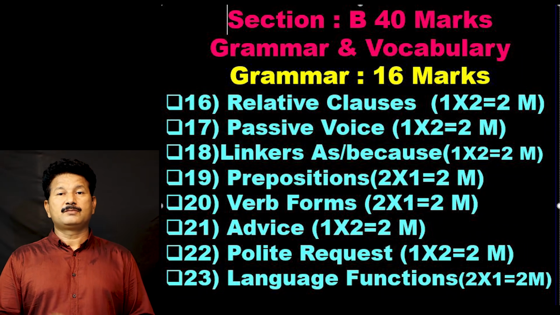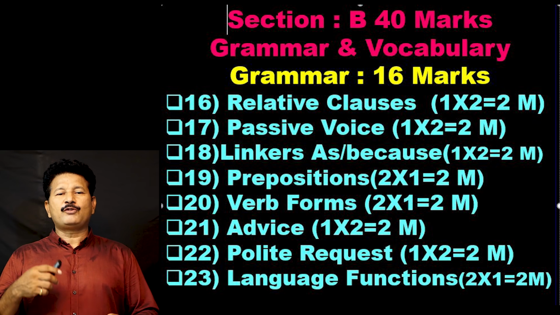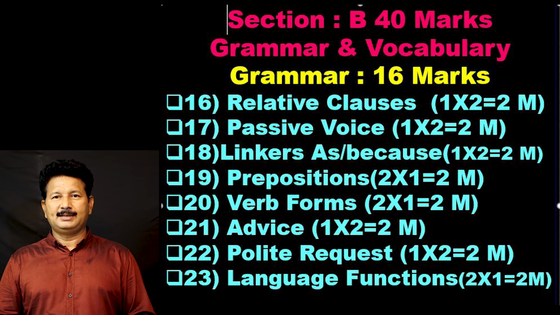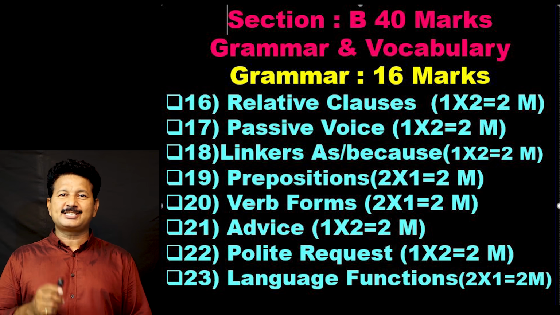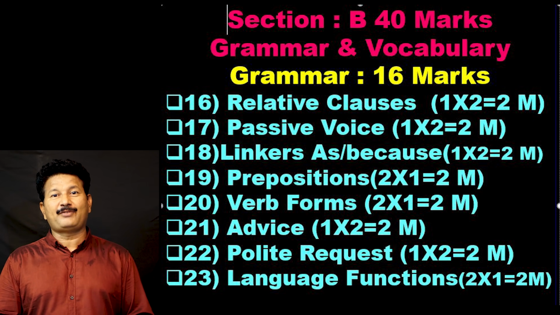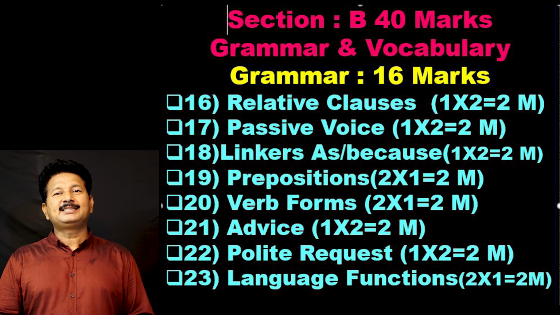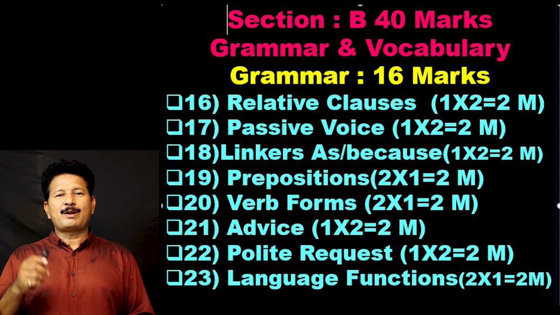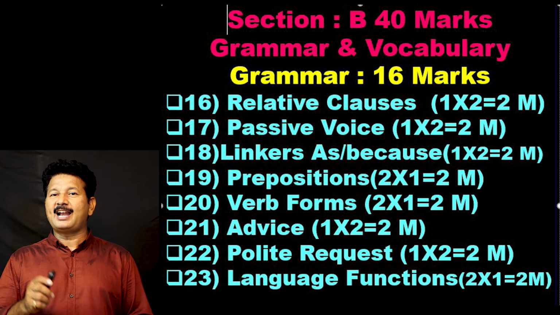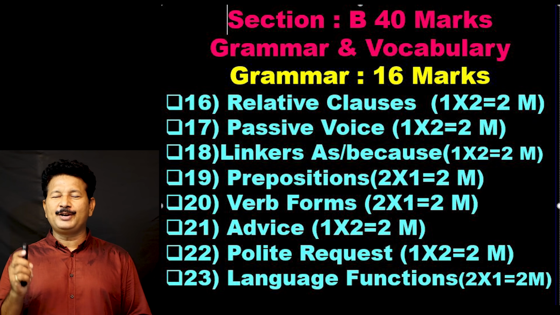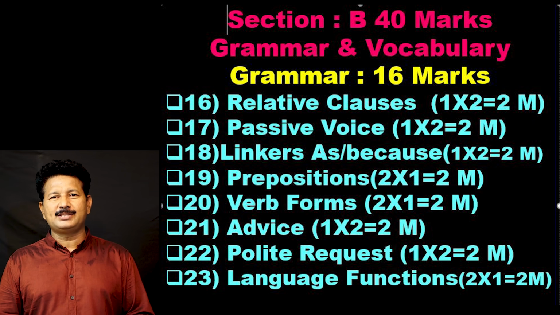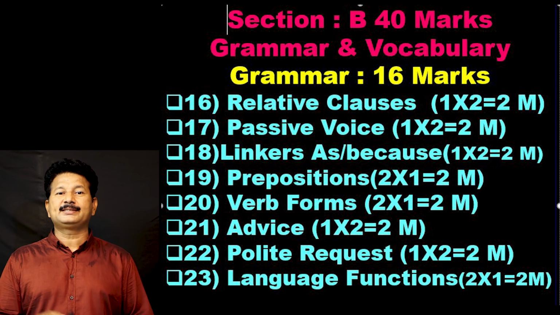in section B, that is grammar and vocabulary. Well, question numbers 16 to 23 are all about grammar. And for this grammar, you have to read all our textual exercises. I'll give you the reference also later on. But let us see the questions. Question number 16 is relative clauses, and the reference is unit 1, because we have to combine the sentences using who or that or which.